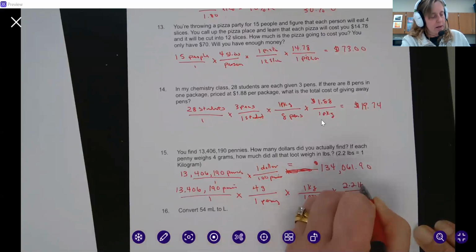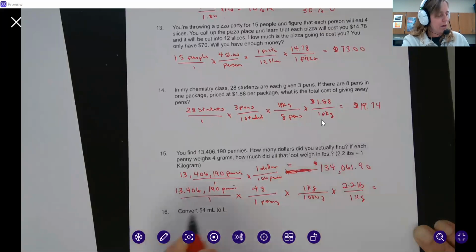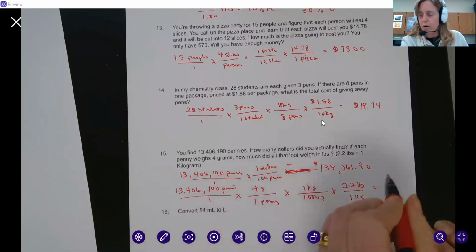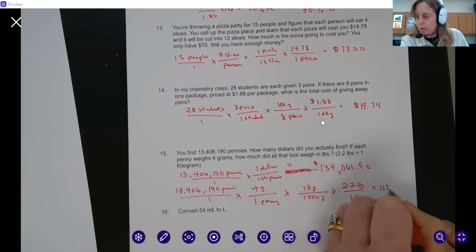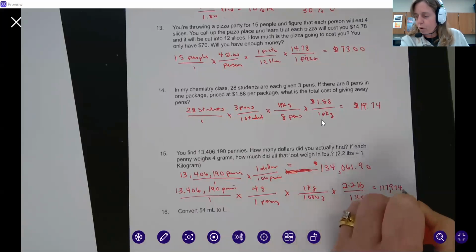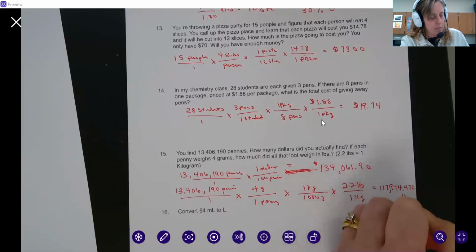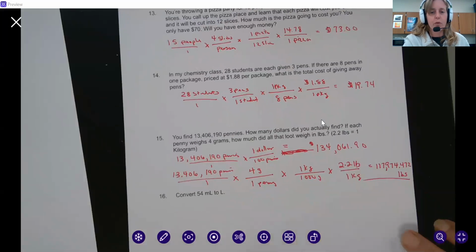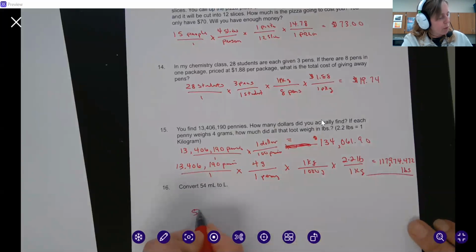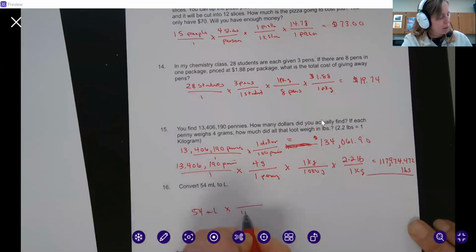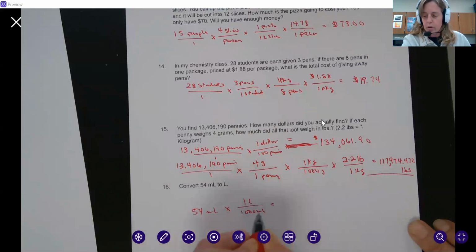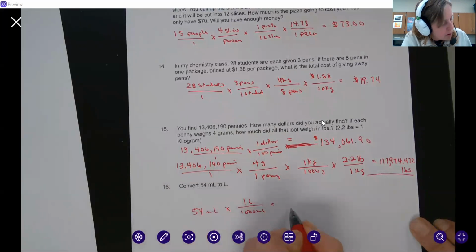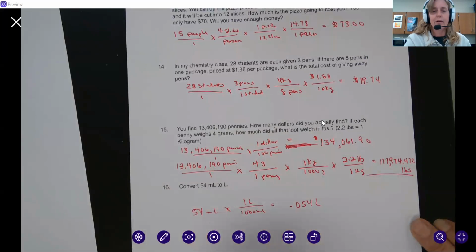All right. So these are all my conversions. Okay. 4 grams per penny, 1 kilogram is 1,000 grams, and then 2.2 pounds in 1 kilogram. So that's going to equal 117,974.472 pounds. There you go. Okay, and last one, convert 54 milliliters to liters. So there's 54 milliliters, there's 1,000 milliliters in 1 liter. So that is going to give you 0.054 liters. Okay, all right, good deal.